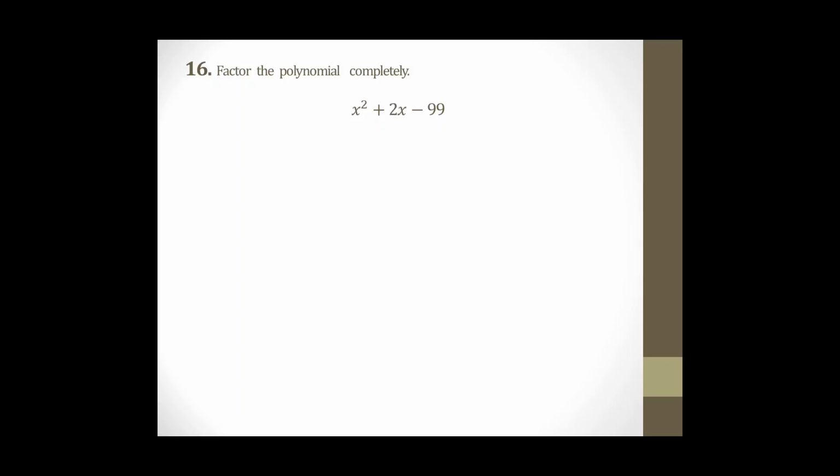Looking at number 16, factor the polynomial completely. All right, so we need two numbers. So this is a trinomial. There's 3 terms, and the leading coefficient is a 1. So those tend to be a little easier to factor. So we just need two numbers that will multiply to give me negative 99 and add to give me 2. So we definitely need two numbers, and one of them is going to be negative.